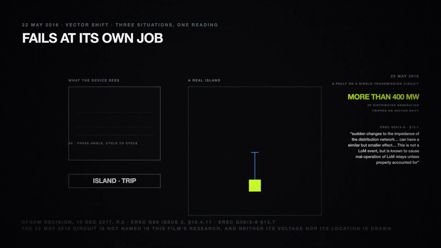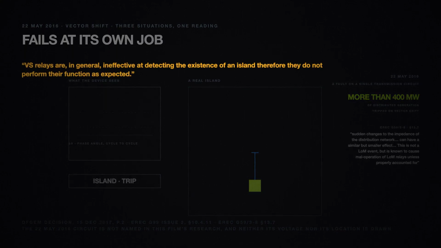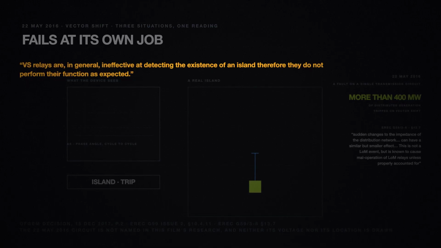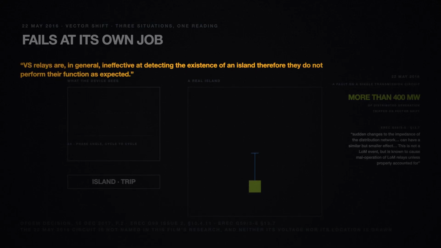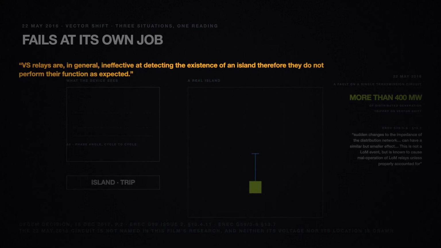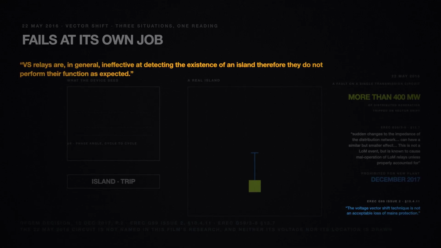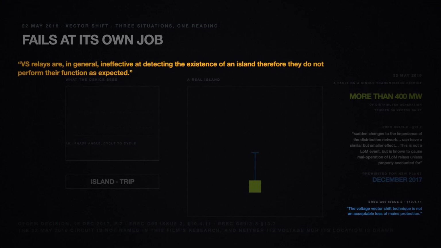Vector shift relays are, in general, ineffective at detecting the existence of an island. Therefore, they do not perform their function as expected. University work, quoted in the regulator's decision. What the reading looks like in that case is not in this film's research, so it is not drawn. The regulator prohibited it for new plant in December 2017, and the recommendation now carries the clause outright. Vector shift is not an acceptable loss of mains protection.